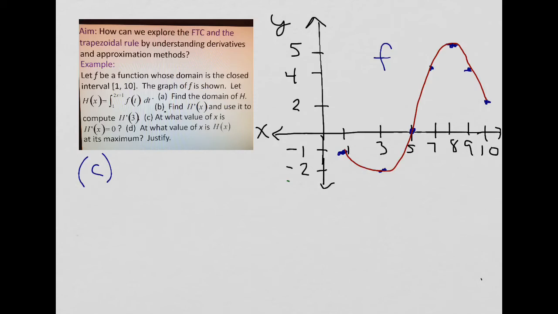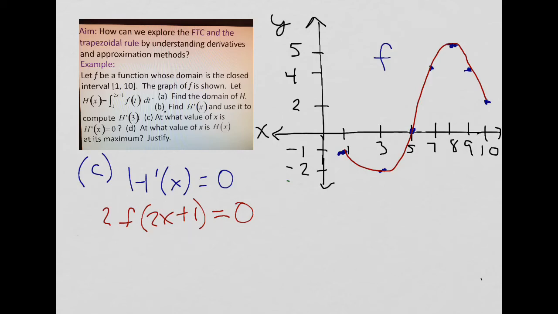In part C, it says, at what value of x is h prime of x equal to 0? So we need h prime of x to equal 0. We just found h prime of x to be 2 times f of 2x plus 1. So if I set that equal to 0 and go to solve, I can divide both sides by my constant 2, and I'm looking to see where f of some value is going to be 0. So let's see what that might be.